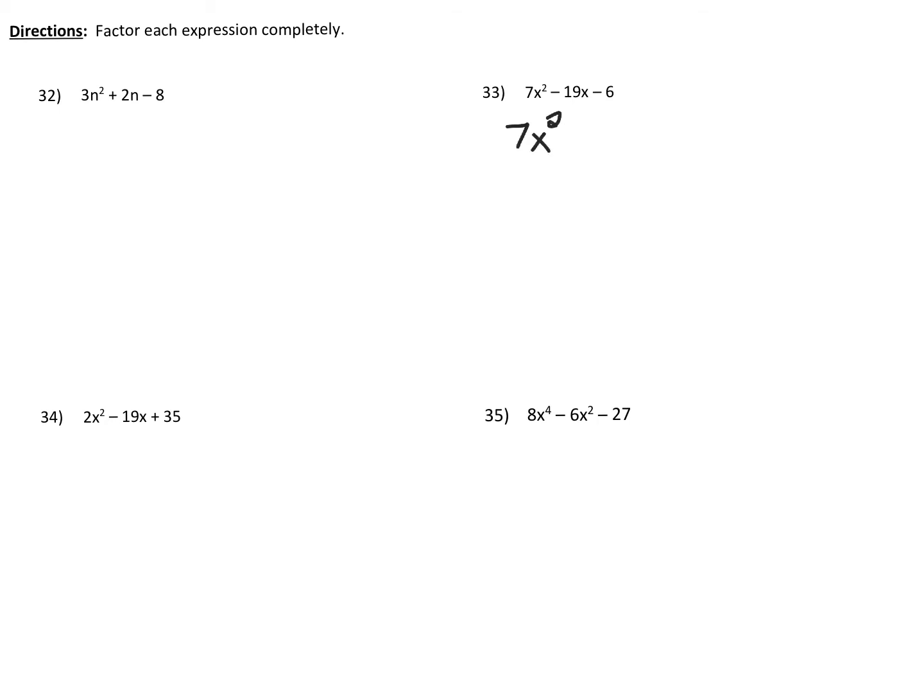We're going to leave a big space, and we're going to bring down our last term. Okay, so now what we want to do is we have to multiply the first and last number, which gives us -42. And we have to come up with two numbers that multiply to -42, but add to -19.